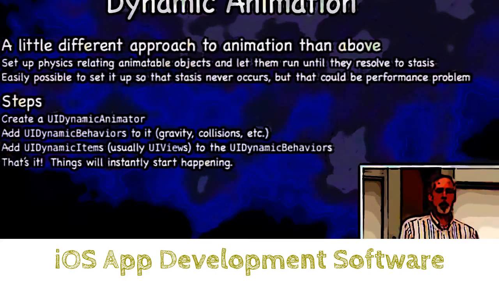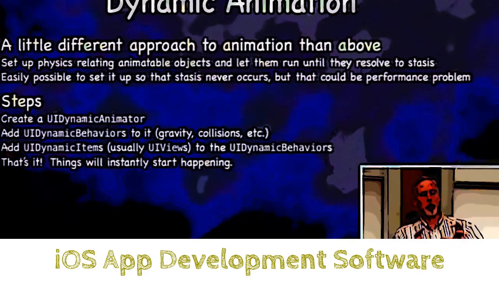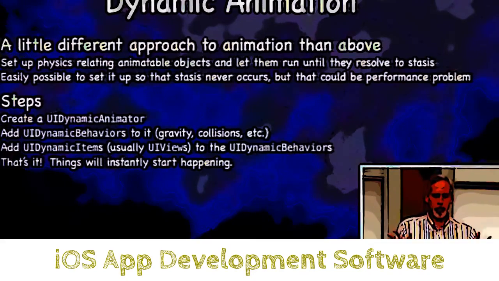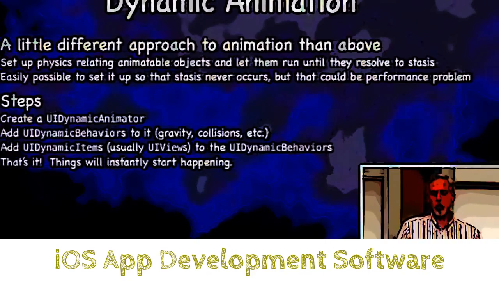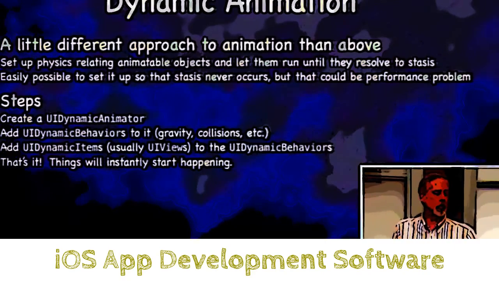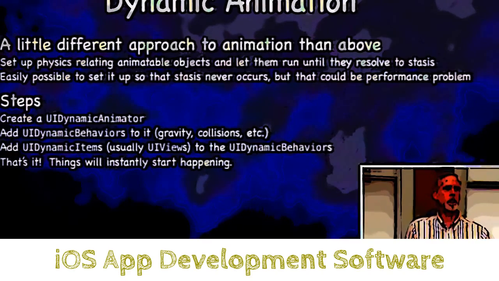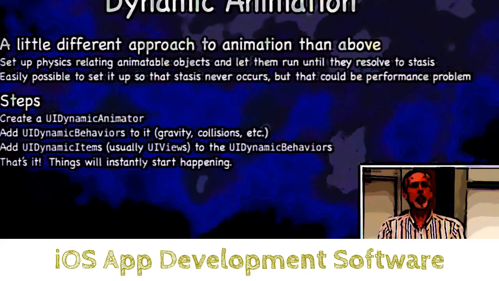You create a UI dynamic animator. You just need to create one. You can do multiple, but this one is really for grouping these behaviors, but usually we create one dynamic animator with alloc init, basically. I'll show you that. And then you're going to add behaviors to it. Behaviors are like gravity, collisions, pushes, those kinds of things. Those are behaviors, things that are going to be applied to the things. And then you put the things in there.